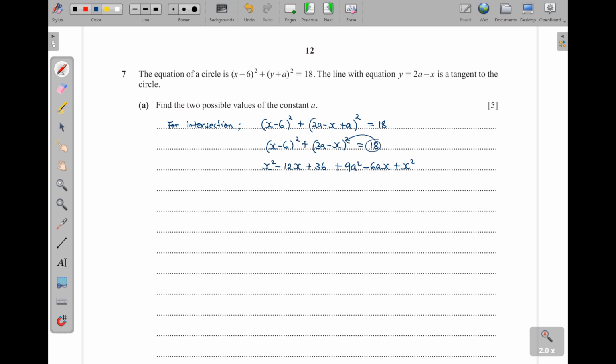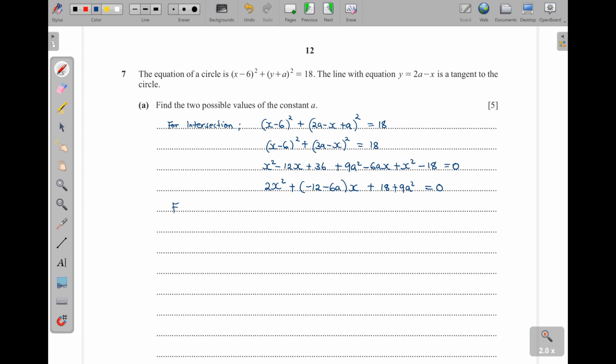Then I can bring this 18 this side such that it becomes a minus here. I want a quadratic equation that comes from here. Now x² plus x² will give us 2x². And the ones that have got x, we have the negative 12 here, and then minus 6a, so negative 12 minus 6a, that one is of x. And then the constant term we are having here is 36 minus 18, that is 18, and then plus 9a². So 18 plus 9a² is equal to 0.